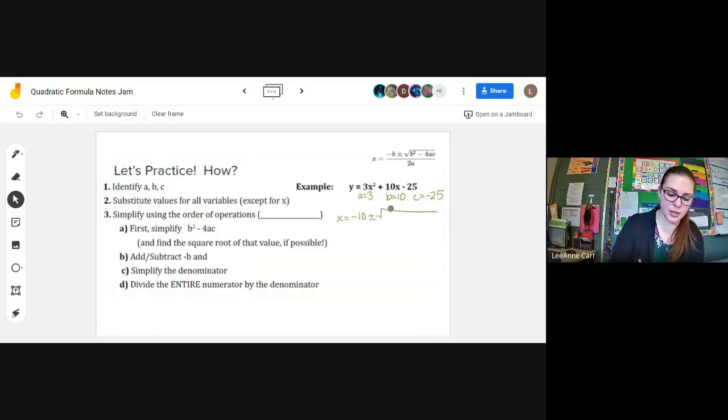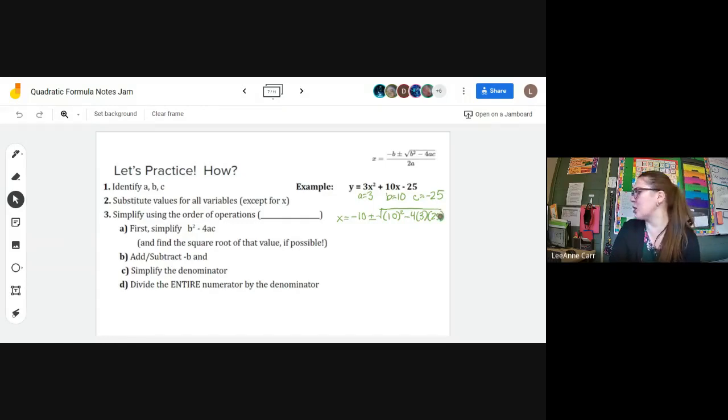Now, underneath the square root, it's really important that you use parentheses. So here we go. B squared, my B value is 10. I have to put it in parentheses. And then I got minus 4. That 4, I'm right here in my formula. If you guys are like, where is she pulling this from? I'm right here. I got minus 4. I'm going to plug in my A and my C. And remember, we're going to use parentheses. So my A value is 3. My C value is negative 25.